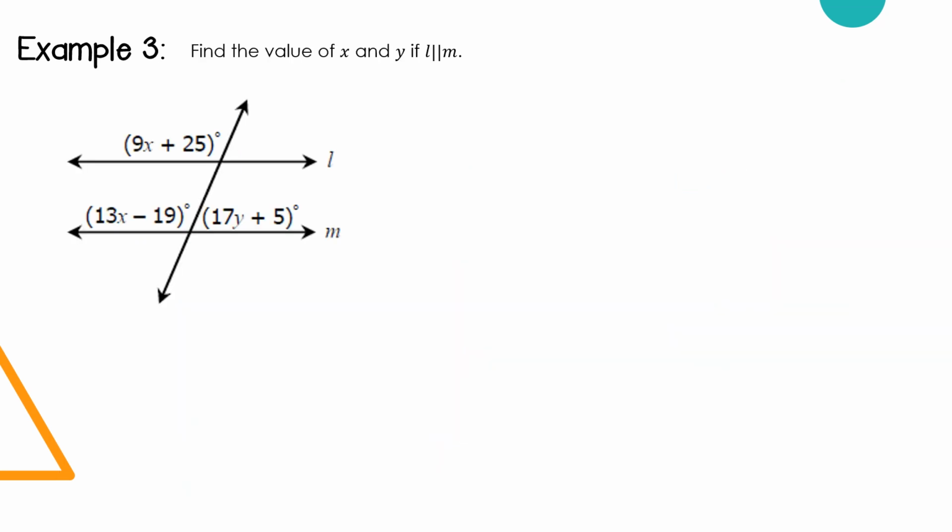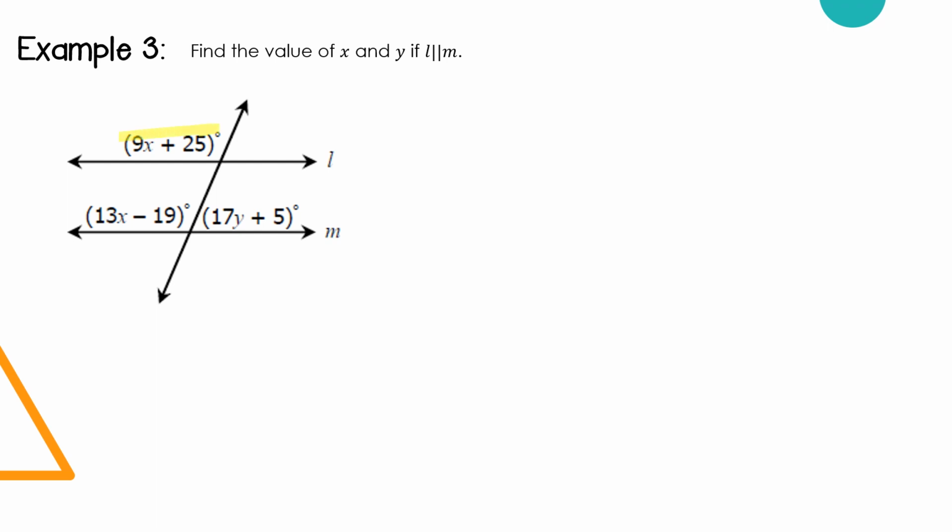All right. For the last example, we are told to find the value of x and y. And we know that the two lines are parallel because it says L is parallel to M in the instructions. So I'm going to start with x. Sometimes you don't start with x. Sometimes you have to find y, but I'm just going to look at the x's.